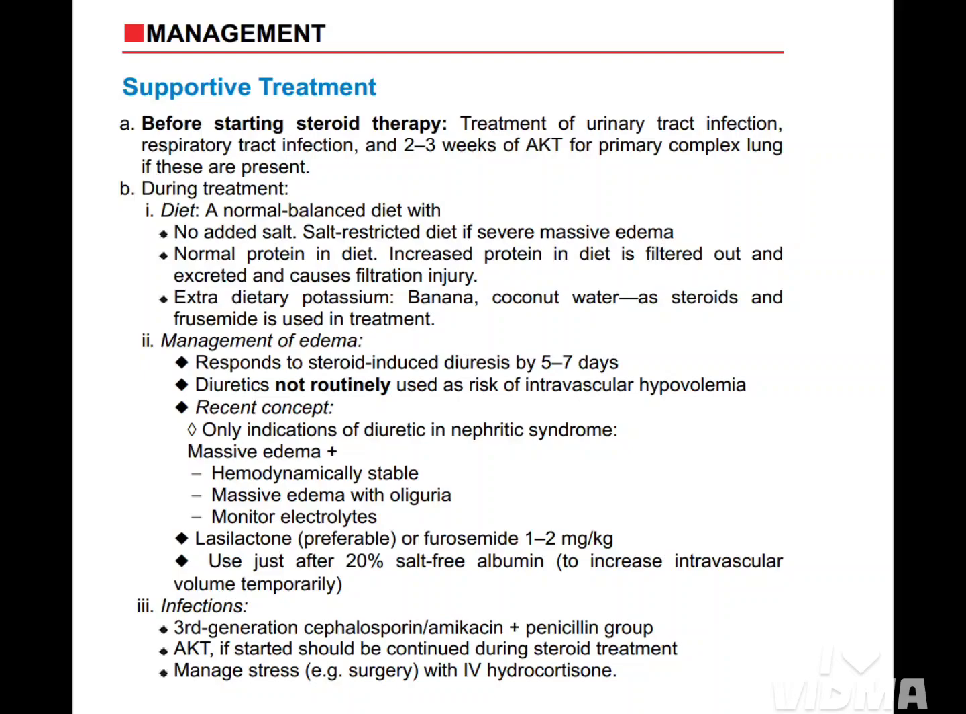Example: a hemodynamically unstable patient, massive edema with oliguria, and in order to monitor electrolytes. Now, spironolactone is preferred and furosemide is also used. Treatment of systemic infections is according to the etiology.